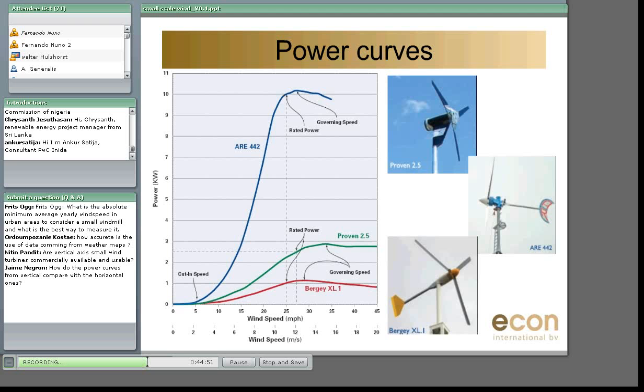Well, I think you mainly said it before already, Fernando. So, there's one big advantage of the vertical system compared to the horizontal one. If you have the wind direction, it doesn't matter from which side it comes. Okay.